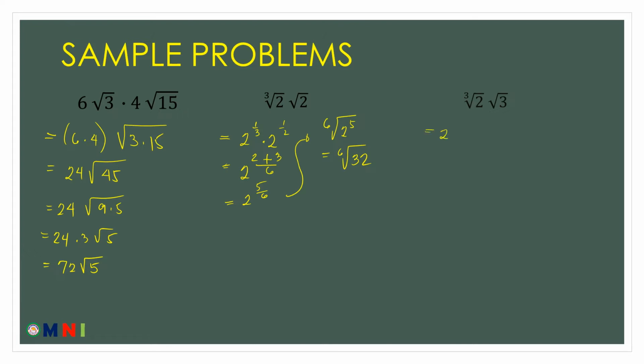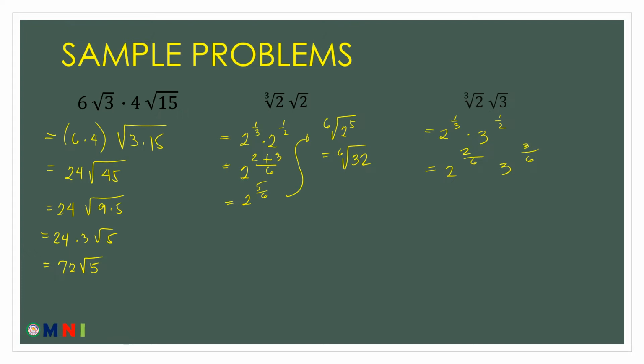Then we have also the product of different radicands and different indices. The same steps: you write the exponential form of each factor, and then you have to make them into similar fractions. Therefore, of course, the LCD is 6. And based on the previous example, 6 divided by 3 is 2 times 1. So 2/6 is equivalent to 1/3. And of course, 3/6 is equivalent to 1/2.